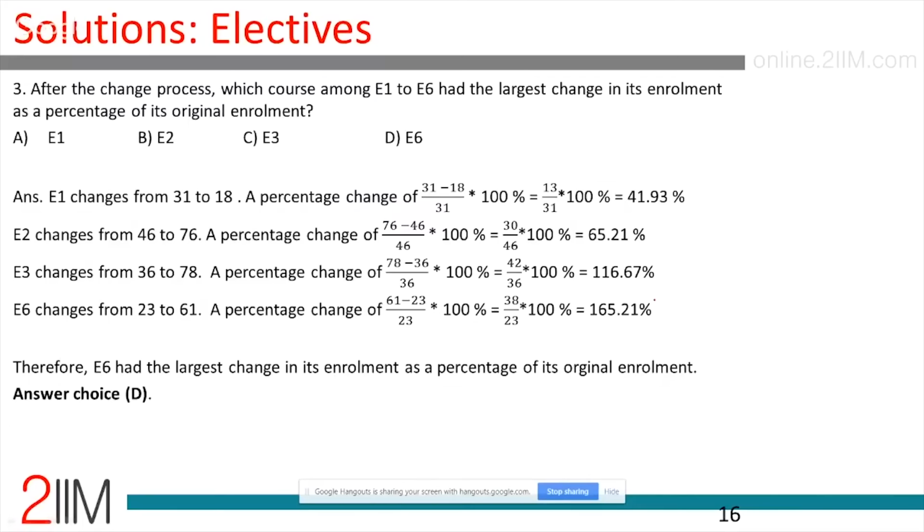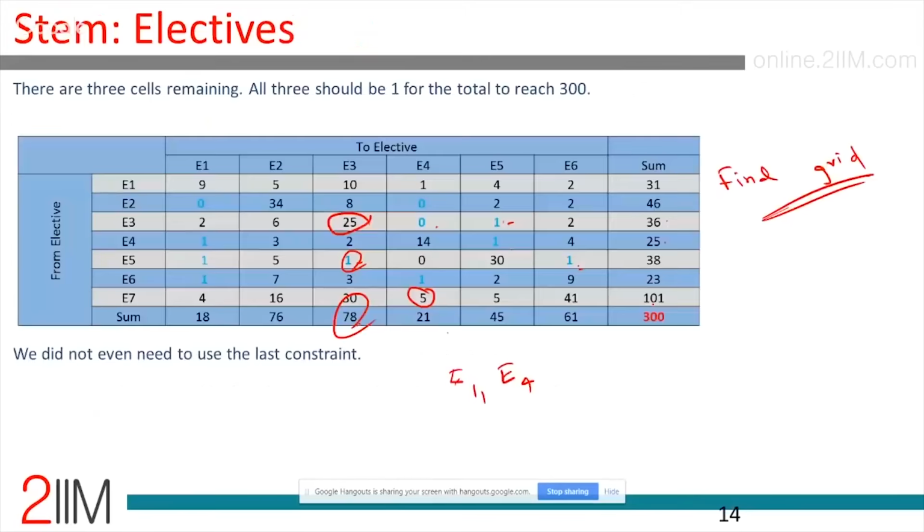After the change process, which course among E1 to E6 had the largest change in its enrollment as a percentage of its original enrollment? We want a percentage change. We're looking for small numbers to begin with. 31 to 18, this is 13 by 31. 46 to 76, 30 by 46. That is larger so far. 36 to 78 in E3, so 42 by 36. So far this is largest.